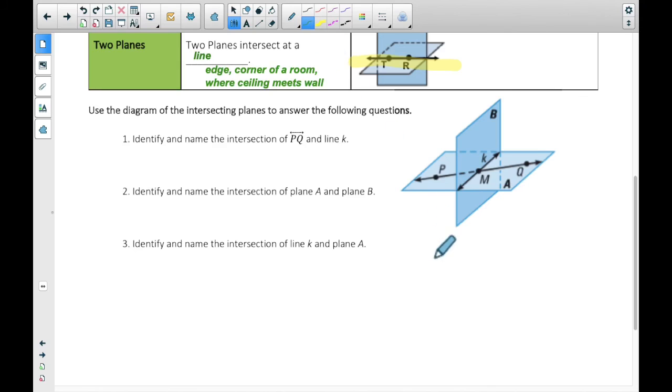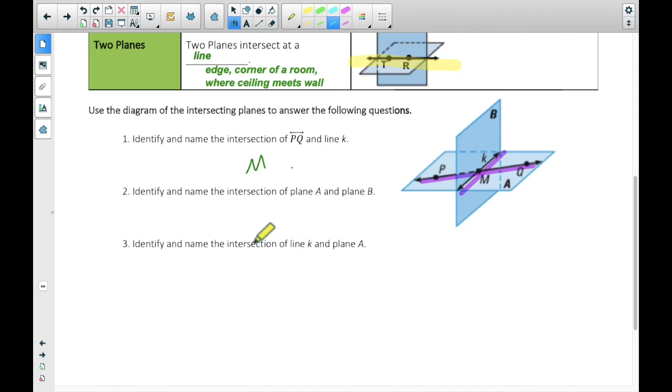Okay, the last bit here, we're going to go through and quiz ourselves a little bit. Can you identify and name the intersection of line PQ and line K? So here's line PQ, here's line K, and where do they hit each other? They hit each other at point M.